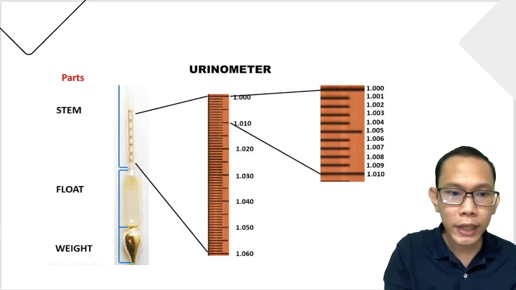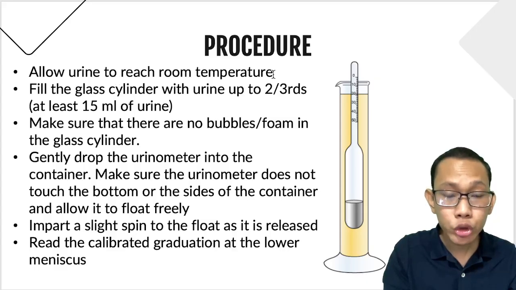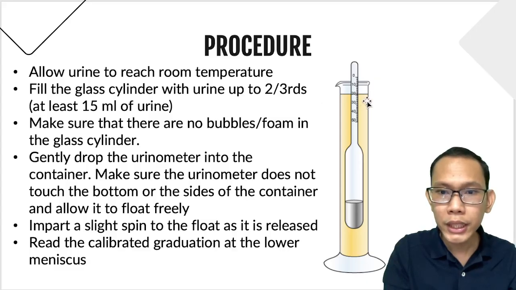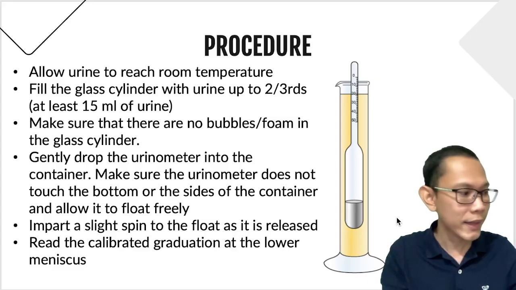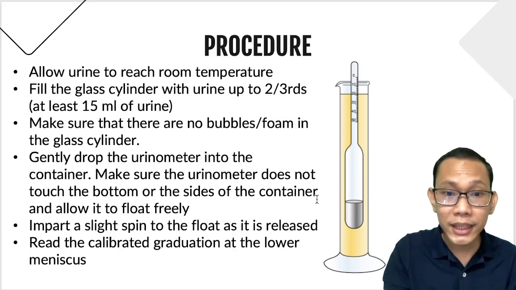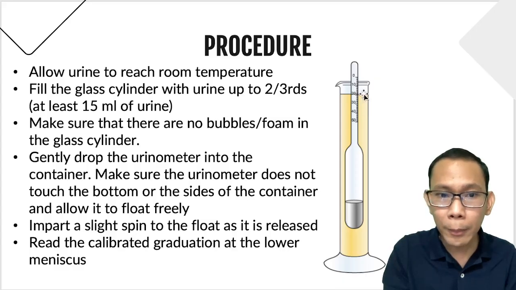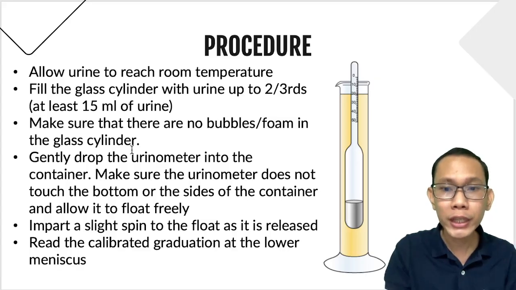So again, let's look at the procedure. This is now the procedure of your urinometer. Allow urine to reach room temperature. Fill the glass cylinder with urine up to 2/3, at least 15 ml of urine. This is our glass cylinder. Sorry guys, I'll silence my phone. This is your glass cylinder. Put urine up to 2/3 of it, or at least 15 ml of your urine. Make sure that there are no bubbles or foam in your glass cylinder.